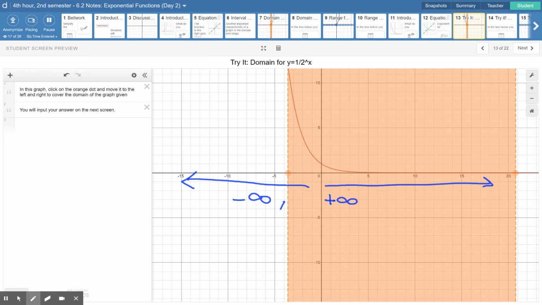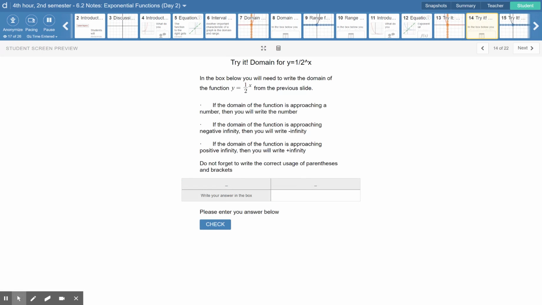Now, since infinity is kind of more like a boundary, we're going to use the parentheses. So in slide 14, the domain of this function is going to be negative infinity to positive infinity, because every single x value would work for this function.